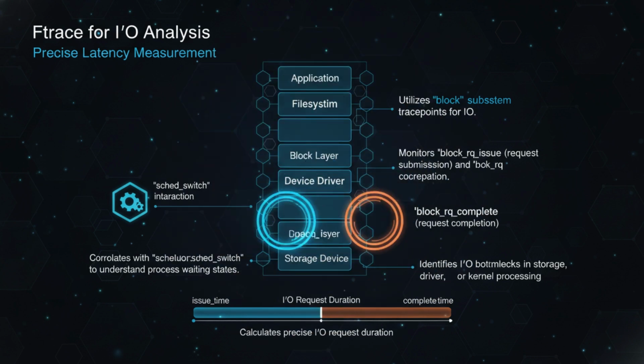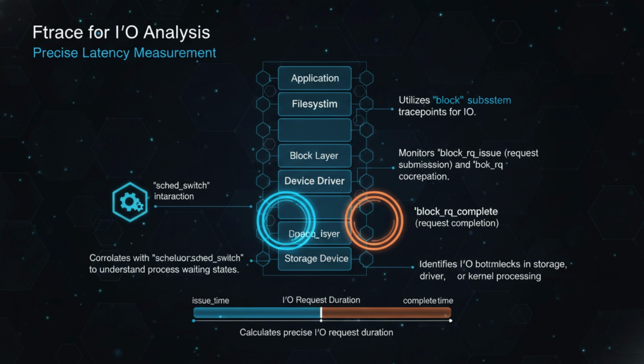When specifically targeting I/O wait latency, Ftrace offers a rich set of trace points within the block subsystem, which is responsible for handling block device operations. These block trace points provide detailed insights into every stage of an I/O request lifecycle. We can monitor events like block_rq_issue, which signals when an I/O request is submitted to the block device driver, and block_rq_complete, indicating when that request has finished. By capturing the timestamps of these events, we can precisely calculate the duration an I/O request spends at the device level.